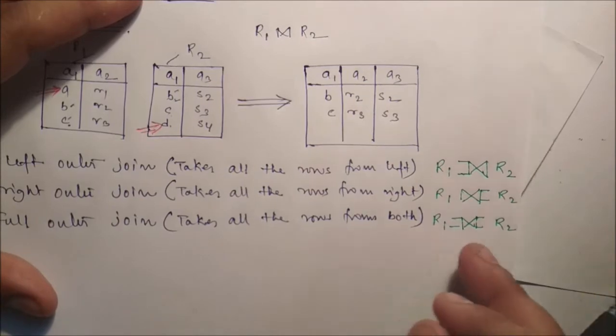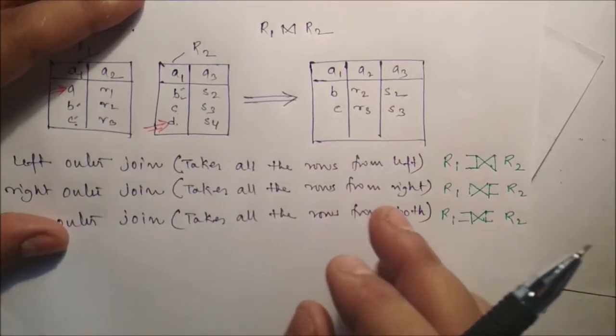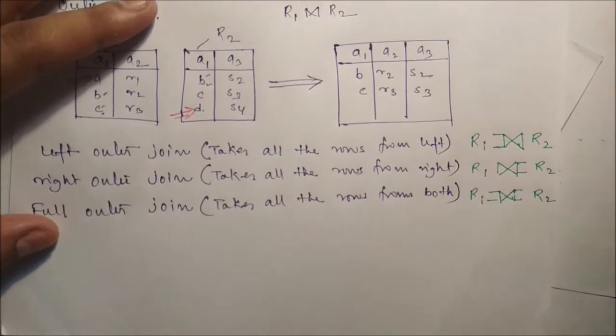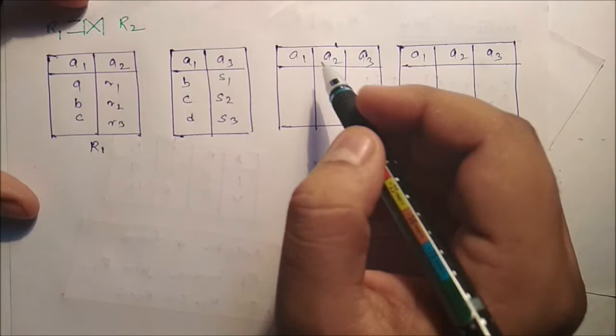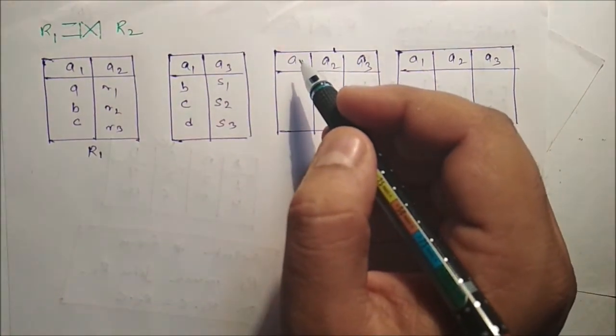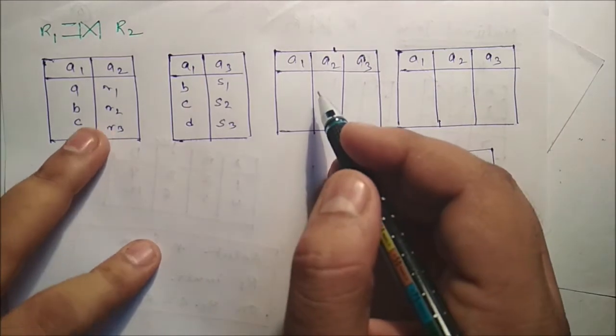So it will include all the rows from both the tables. Now we will see one by one. Okay, so if you apply the left outer join, that means what? We include all the rows from the left table.